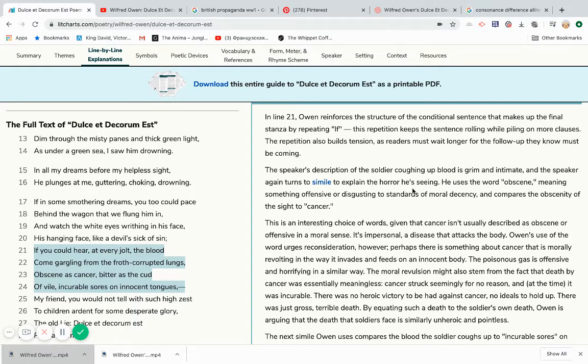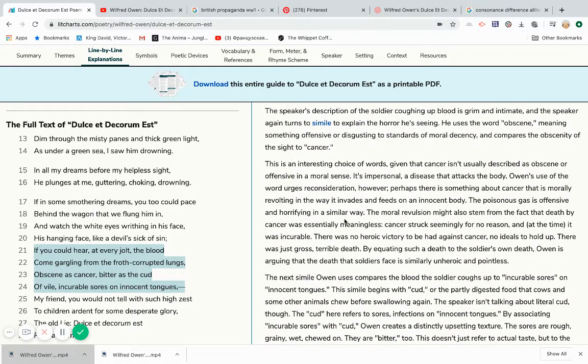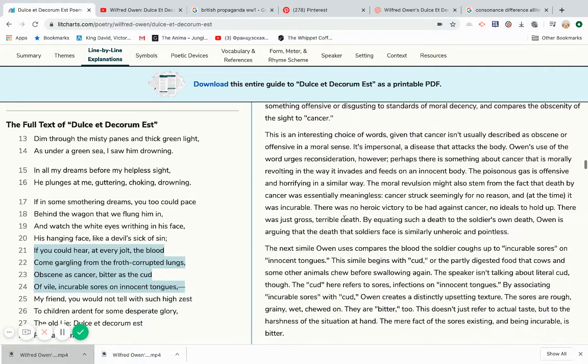He uses the word obscene, meaning something offensive and disgusting to standards of moral decency, and compares the obscenity of the sight to cancer. This is an interesting choice of words, given that cancer isn't usually described as obscene or offensive in a moral sense. It's impersonal, a disease that attacks the body. Owen's use of the word suggests reconsideration, however.